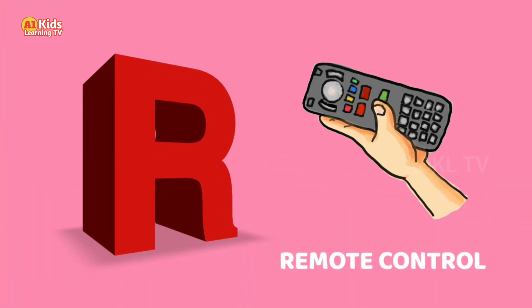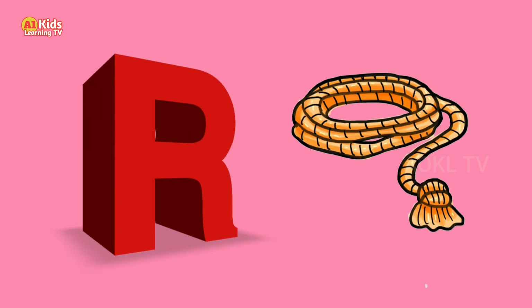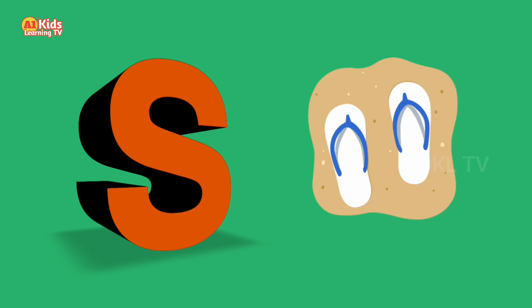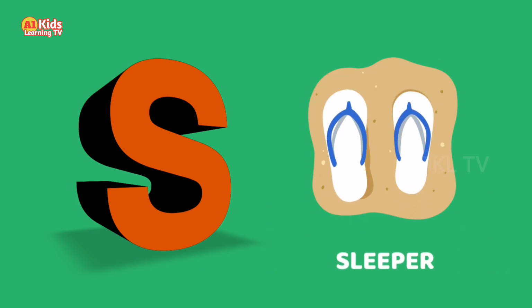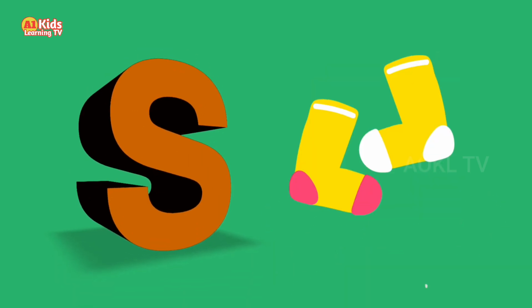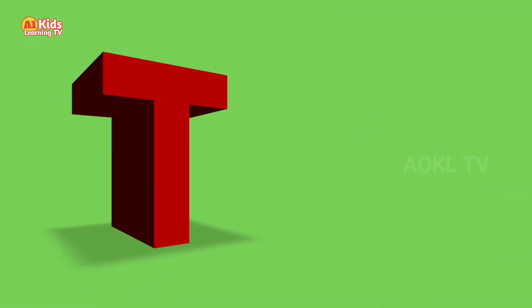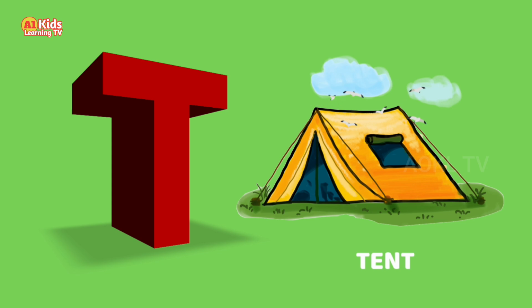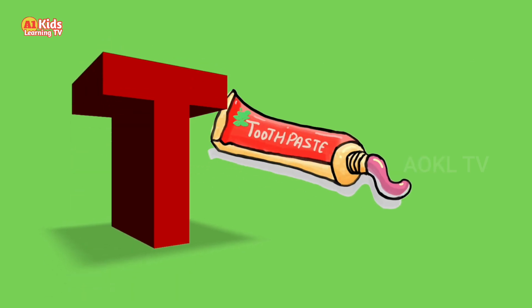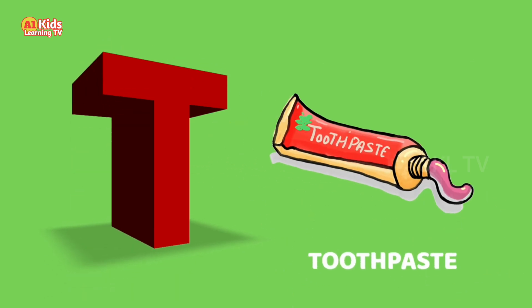R for remote control. R for rope. S for slipper. S for socks. T for tent. T for toothpaste.